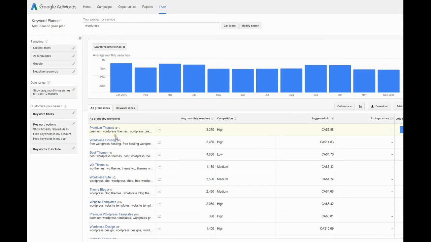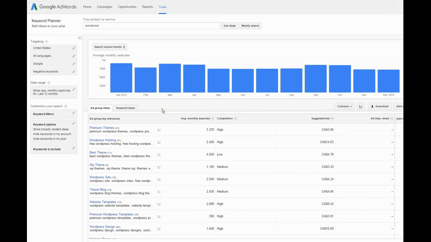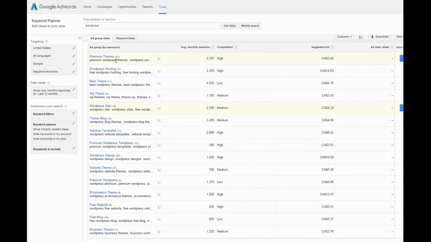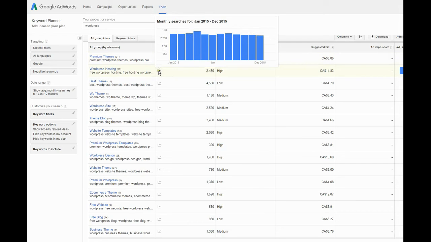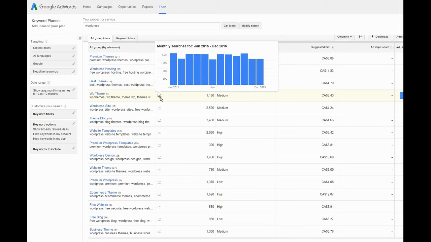And of course, we want to be more isolated and really begin to break down what these keywords are. So right here they do have group ideas. This is a grouping of keywords. It gives you monthly searches for those keywords, and as we can see, the searches are going down. So we want to ideally pick something like WordPress hosting, where we've got a consistent number of searches, or even something that's actually going up.